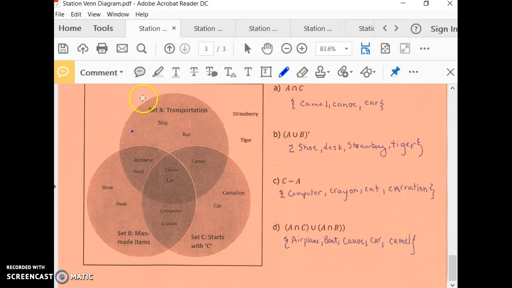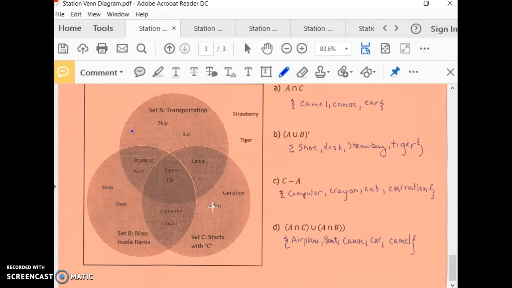minus A, which is right there. C minus A. So here's C minus A. So here's C, take away A. So I got computer, crayon, carnation, and cat.